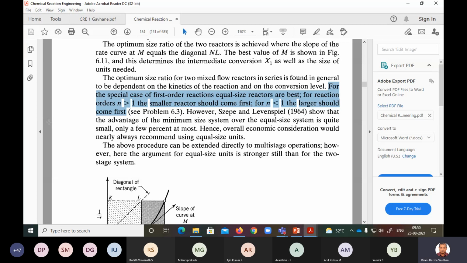But why? How can you justify that without the problem, just by looking at the expressions, knowing the order of the reaction is greater than 1? How can you justify that the small reactor should come first, and that the combination of a small reactor and a big reactor will have a lesser volume than a big reactor and a small reactor? How can you justify that statement? It is up to you to visualize and try to find out.